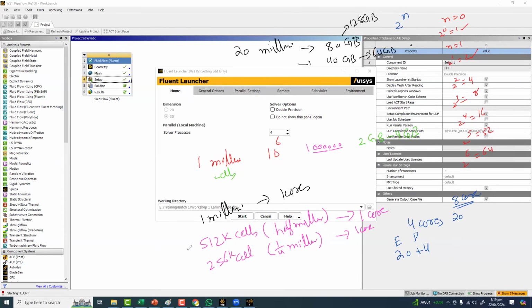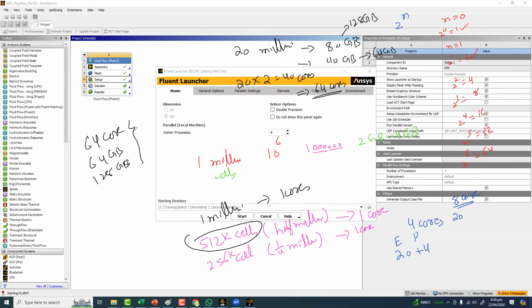Okay. And for 20 million cells, if you go for the middle value, then 500,000 cells is one core. So that means 20 into 4 into 2 is equal to 40 cores. Then I would suggest you go for a system with 64 cores. Nowadays 64 cores and 64 GB RAM or 128 GB RAM is very common. So a 64 core system with 64 GB RAM or 128 GB RAM is good to go when you are working in the CFD domain.